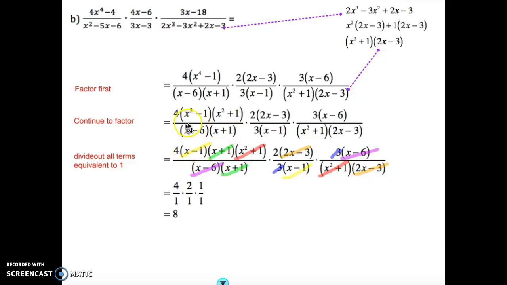Then it's just a case of multiplying numerators together, multiplying denominators together, and looking for where we can divide out equivalent terms. And so that's all color-coded here. And you should end up with something as simple as the number 8.